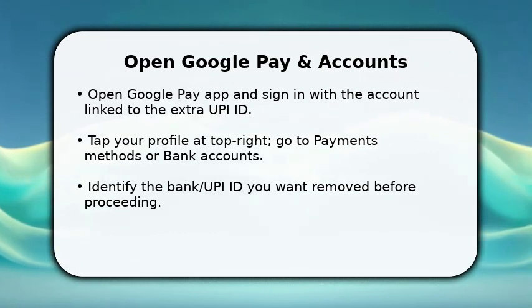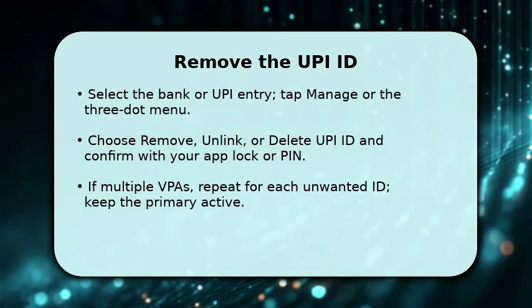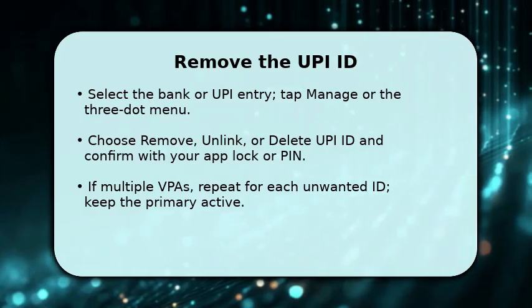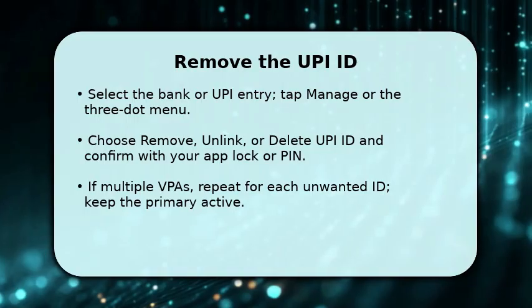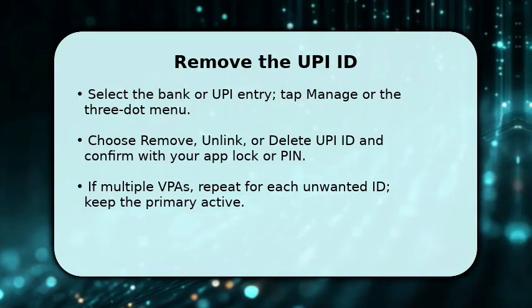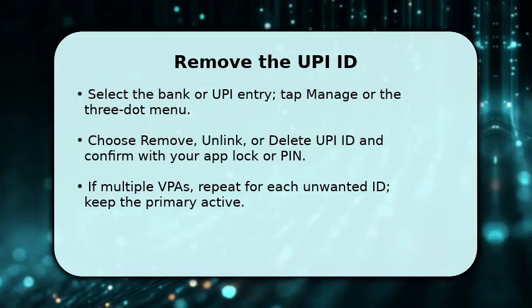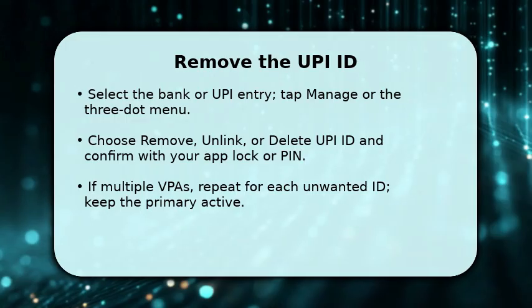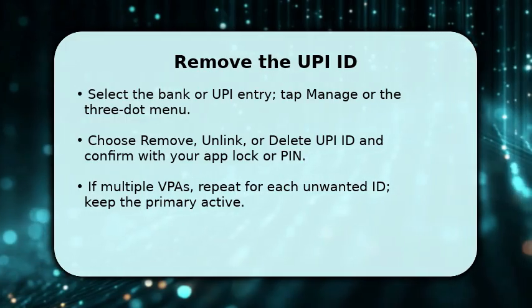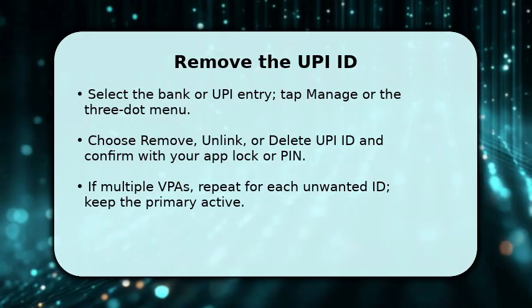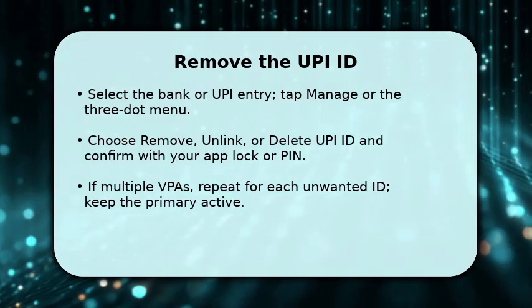Now select the bank or specific UPI entry you want to remove and tap Manage or the three-dot menu to reveal options. Choose Remove, Unlink, or Delete UPI ID and confirm using your Google Pay lock, fingerprint, or UPI PIN. This step protects your money and identity. Once removed, the VPA won't receive payments from this account.